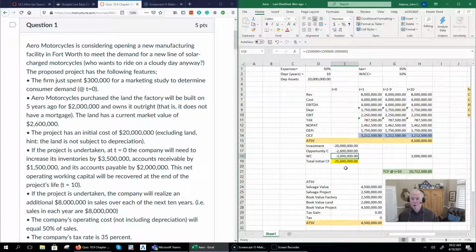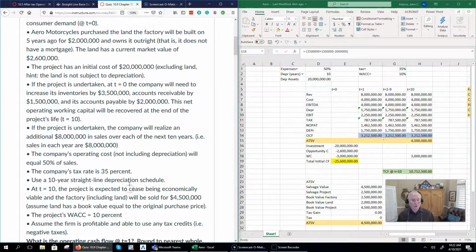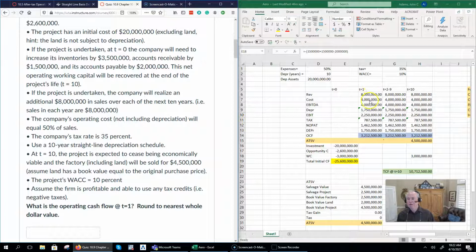In period 1, we have our revenues. We're told here in the problem the revenues are $8 million. Our costs, our operating expenses, are 50% of those revenues. So 50% of $8 million is $4 million. And then our operating income, or earnings before interest, taxes, depreciation, is simply revenues less the cost, for a total of $4 million. So 8 million minus 4 million equals $4 million.